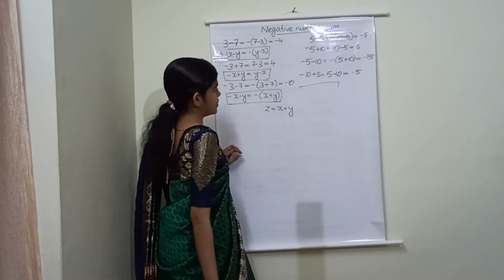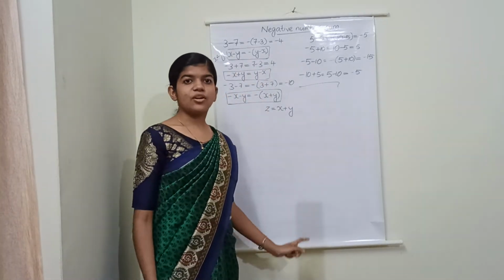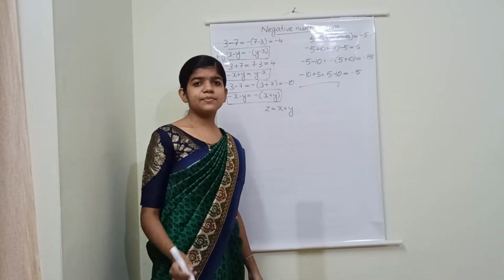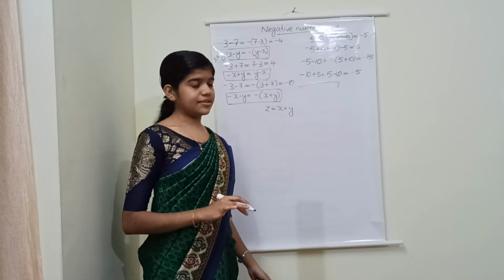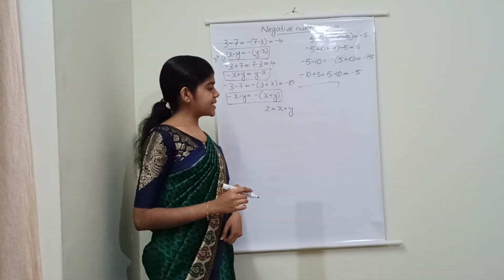Z equal to x plus y. Here x, y, z, all these are numbers. Numbers means positive or negative. It may be positive or it may be negative. Then z equal to x plus y.